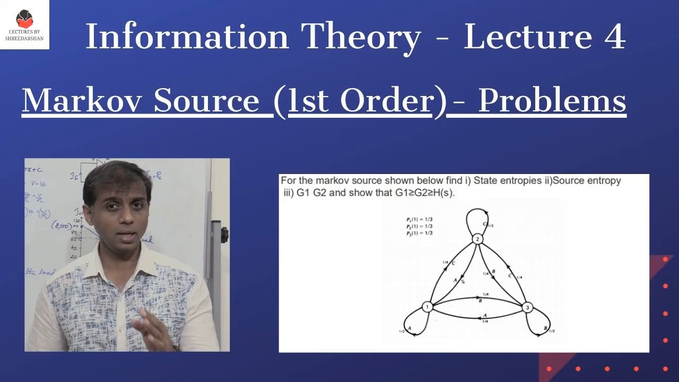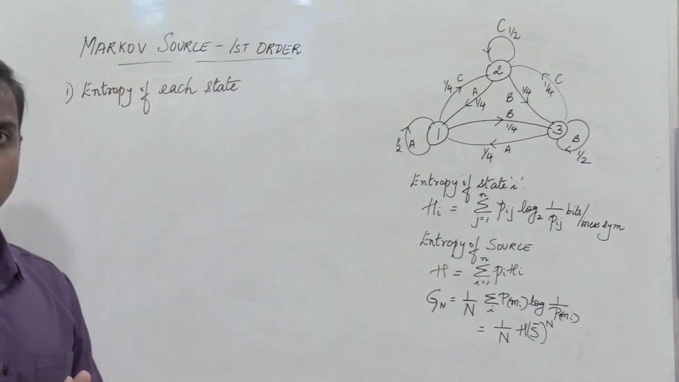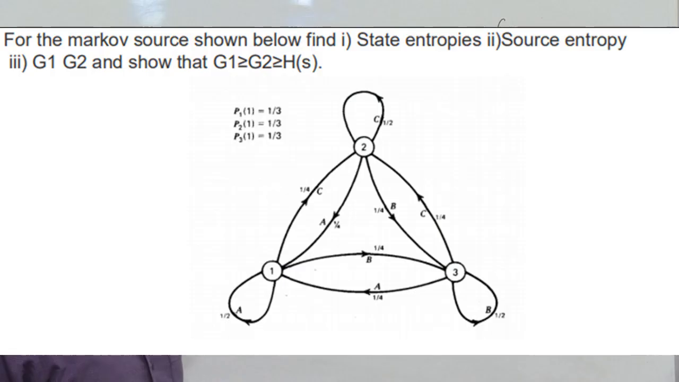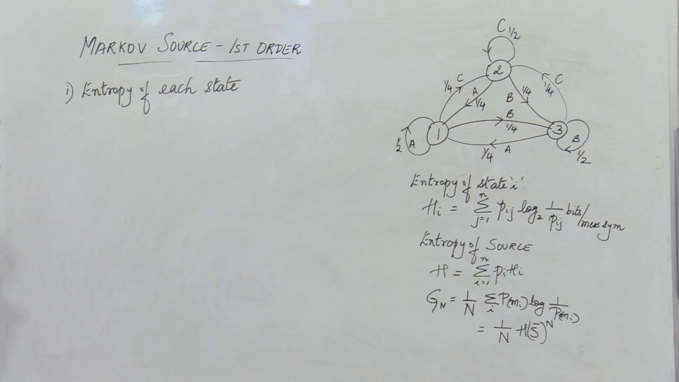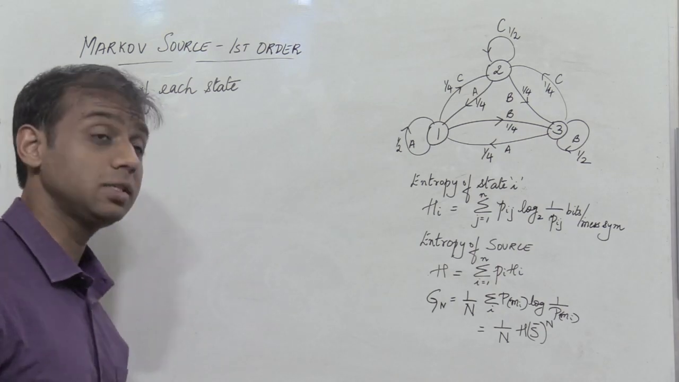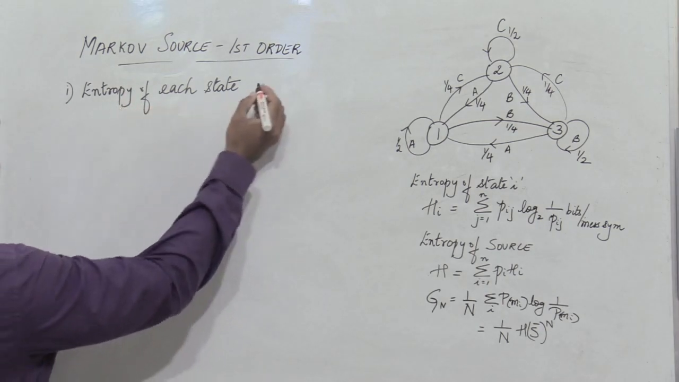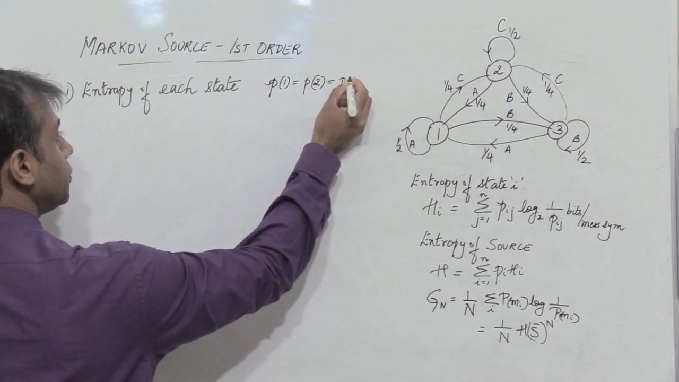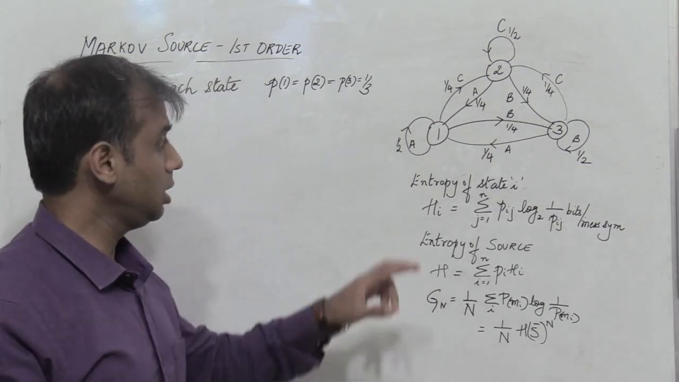Hello friends, in this video let us try to solve a very simple problem on first order Markov source. Now this is the first order Markov source diagram which has been given, and what do we observe? That there are three states 1, 2 and 3. And what are the probabilities of these three states? The probability of these three states is given to be 1 by 3. So therefore it has been given that P of 1 equals P of 2 equals P of 3 equals 1 by 3, right?